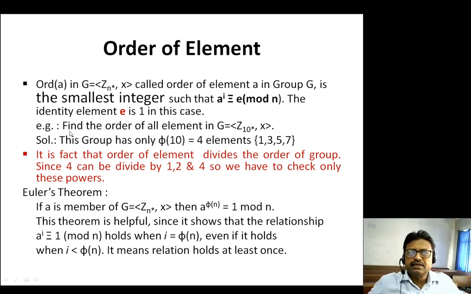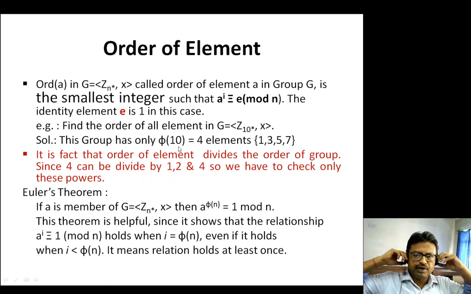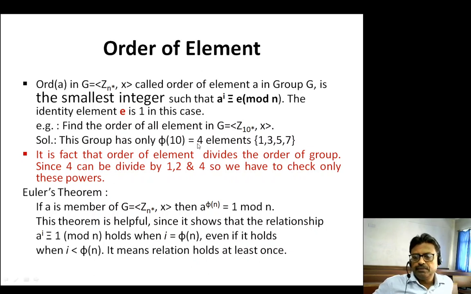So if it is asked to find the order of all elements of Z10 star, first of all we have to find out how many elements there will be. Z10 star will have 4 elements, because 10 is equal to 5 into 2, phi 5 is equal to 4 and phi 2 is equal to 1. So 4 into 1 will be 4 elements. And what are those elements? From 1 to n minus 1, those which are co-prime with 10. So 1, 3, 7 and 9.